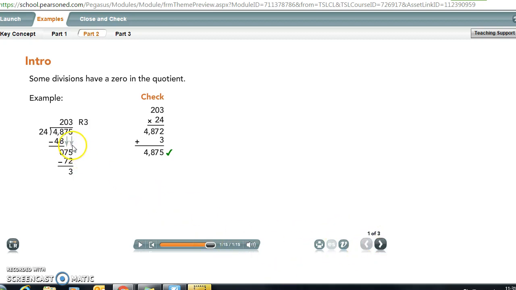Since division and multiplication are inverse operations, if you multiply 24 times 203, like they did here, you get 4,872. And you add that remainder of 3. Again, since these are inverse operations, you can check your work by doing the opposite. Let's go ahead and try this problem.